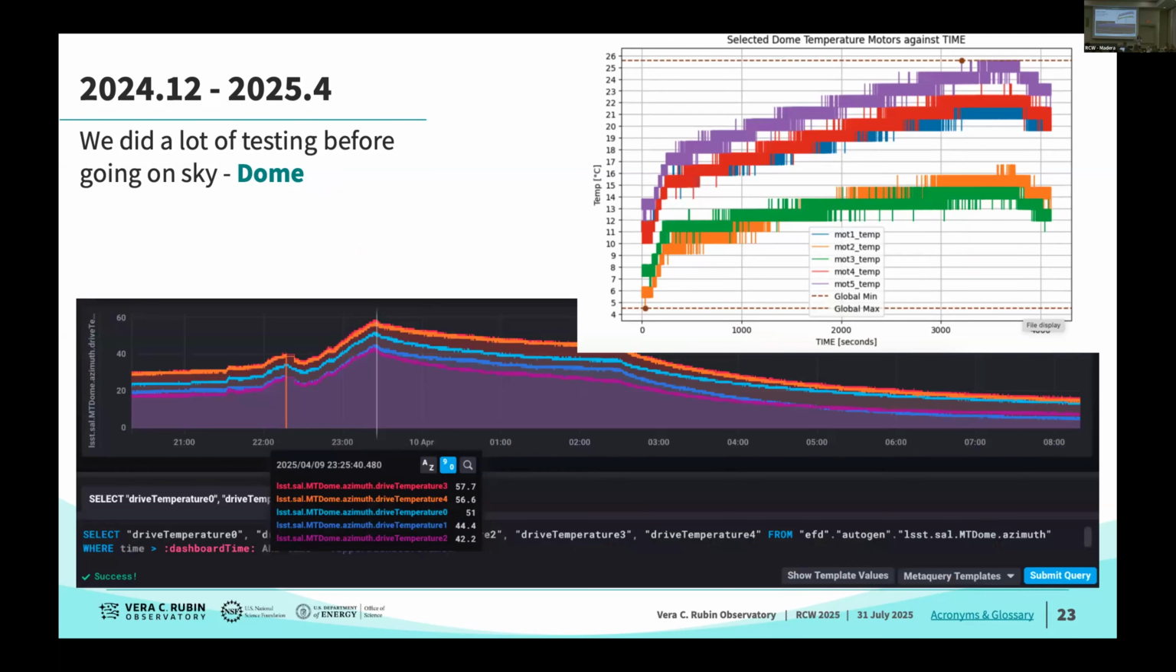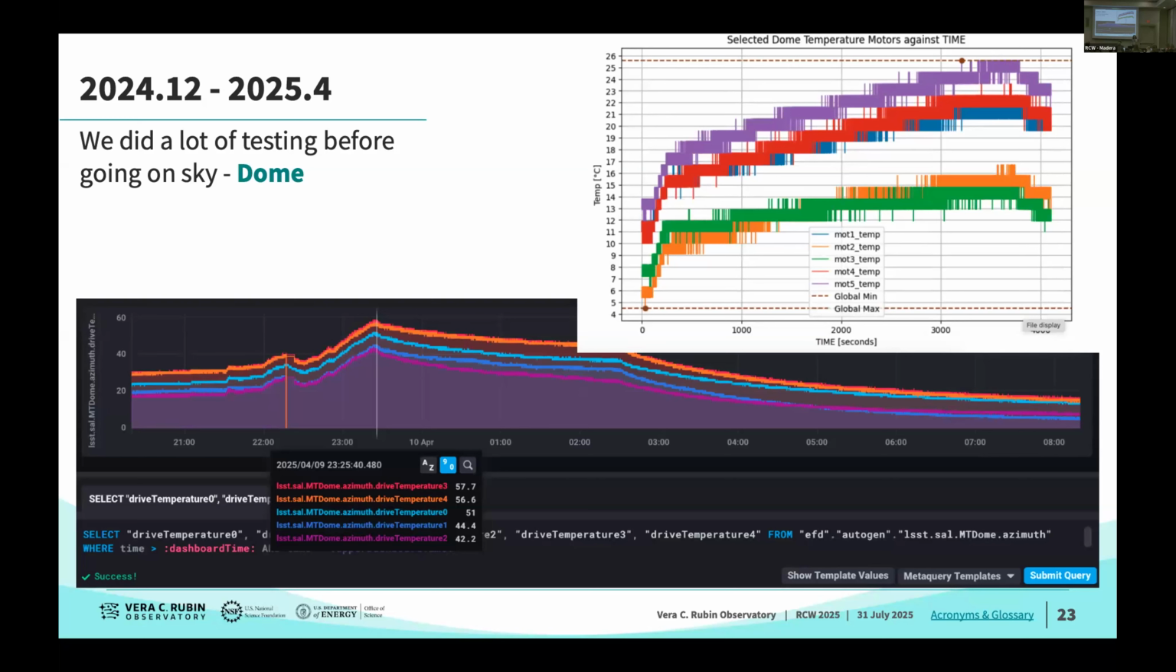Some of my favorite tests, and everybody here who knows me knows that I love the dome. I know our telescope is great, I know our camera is the biggest one, the greatest one ever, but I love the dome. The dome is my baby. So we did a lot of testing with the dome. We did a soak test that mimics the movement of the dome. We were following the dome motors' temperatures all the time to see how they would react. Here you can see some results from the soak test.